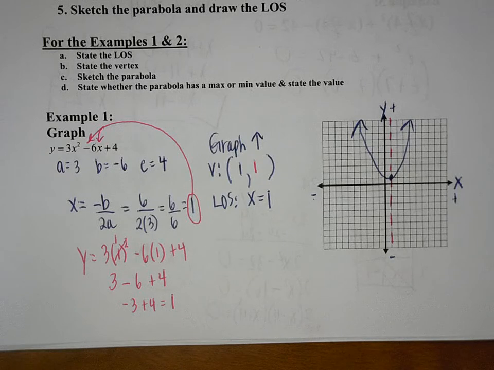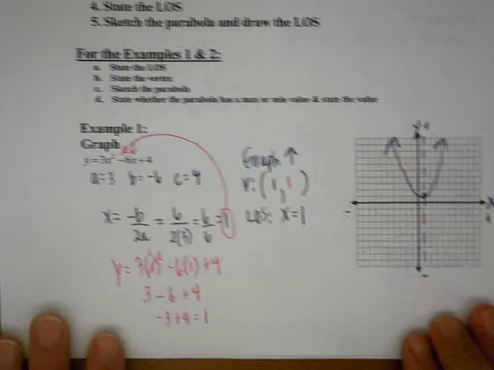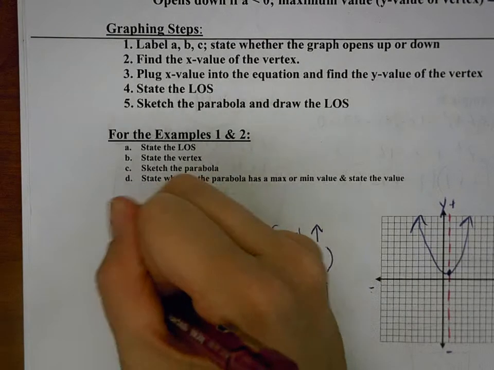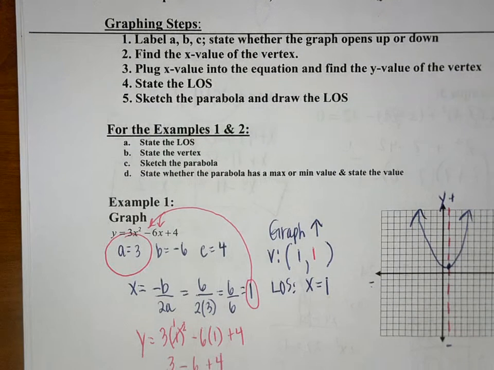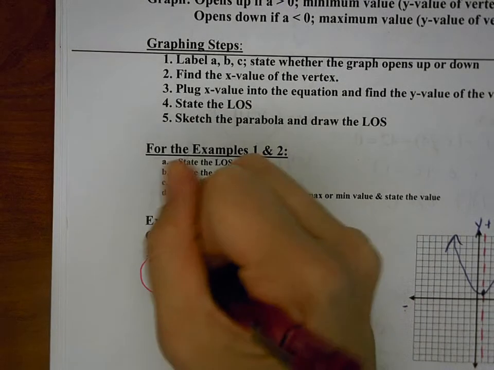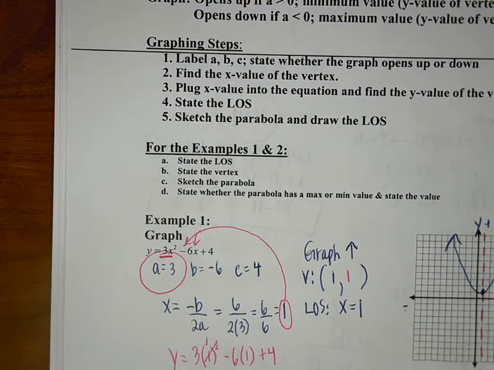Who can tell us how we know? Sydney. Good. So if A is positive, the graph goes up. If A is negative, it goes down. So basically the number in front of your equation there always is telling you the direction of your graph.